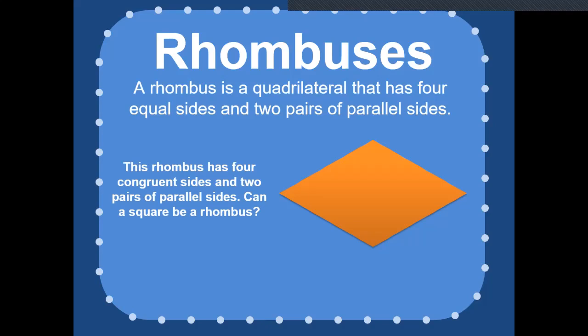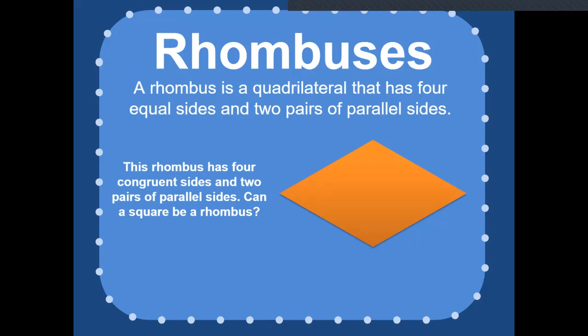I call it like a squished square because it follows all the rules of a square with all sides being the same length. The only thing different about it is the angles. This rhombus has 4 congruent sides and 2 pairs of parallel sides. Now, can a square be a rhombus?